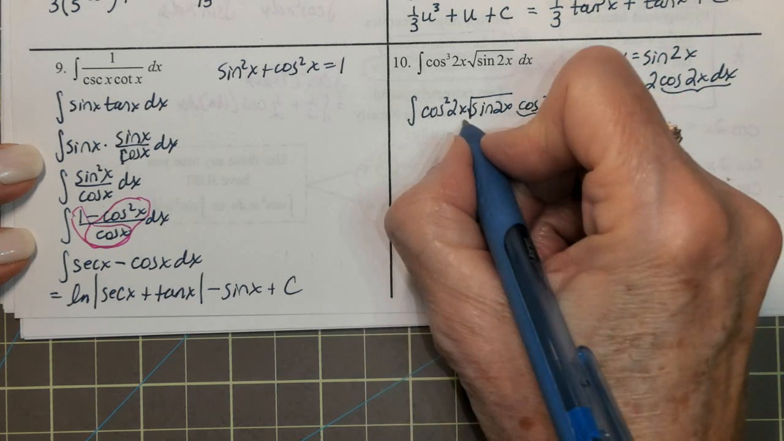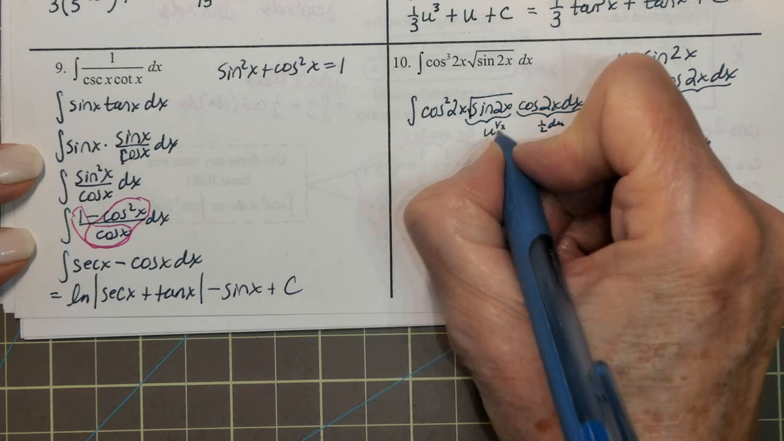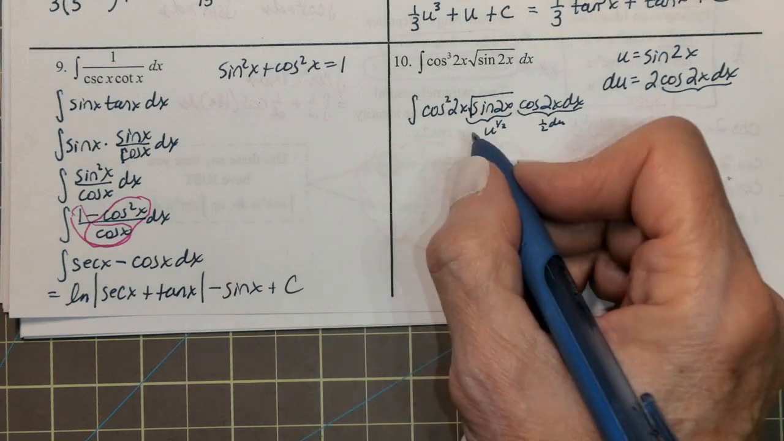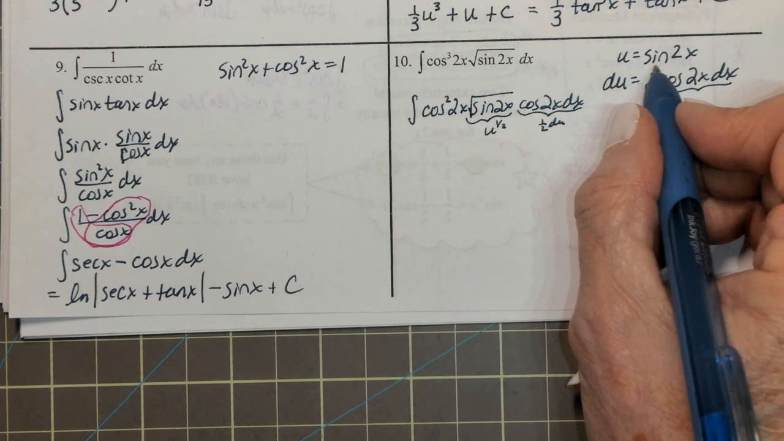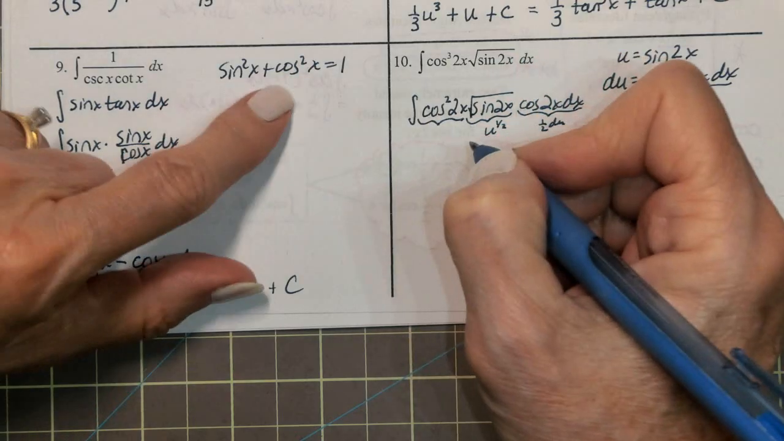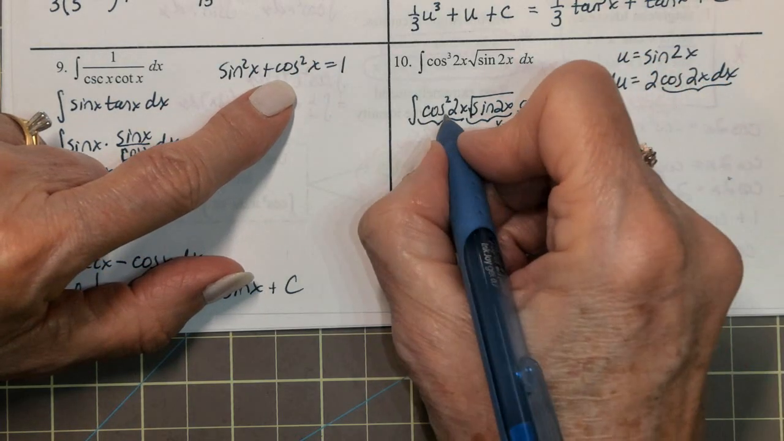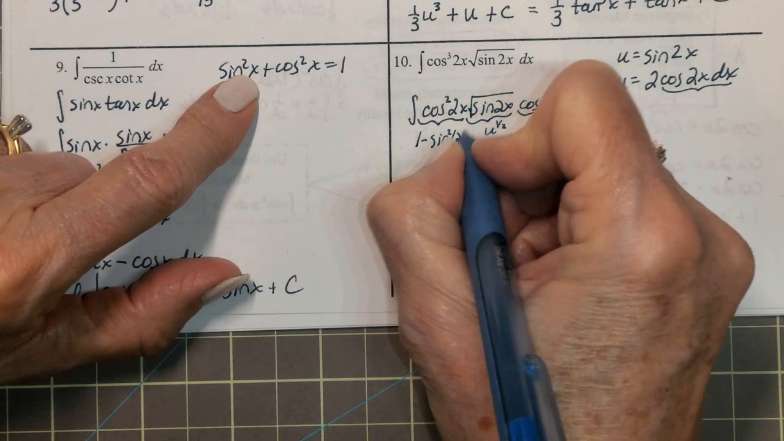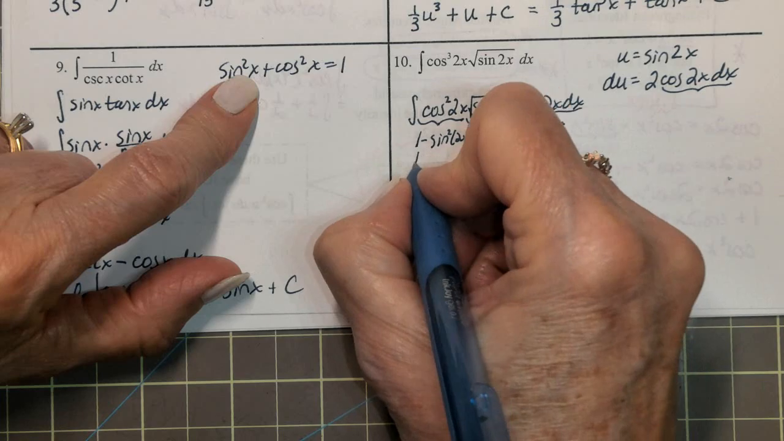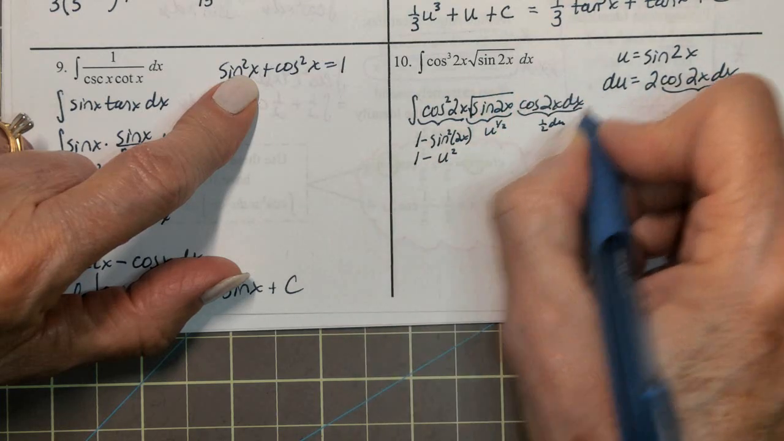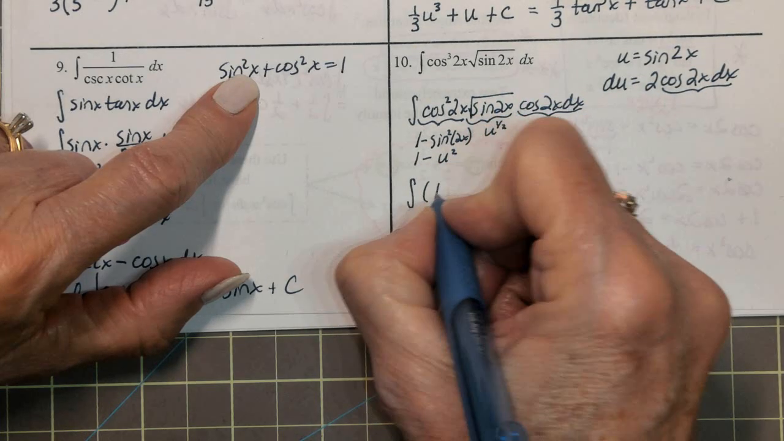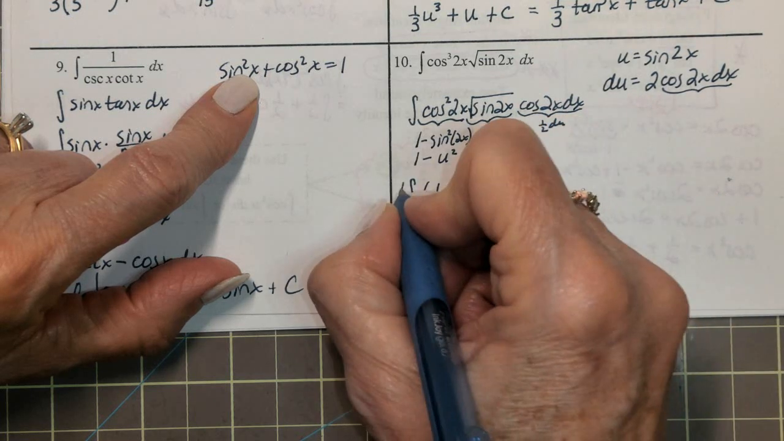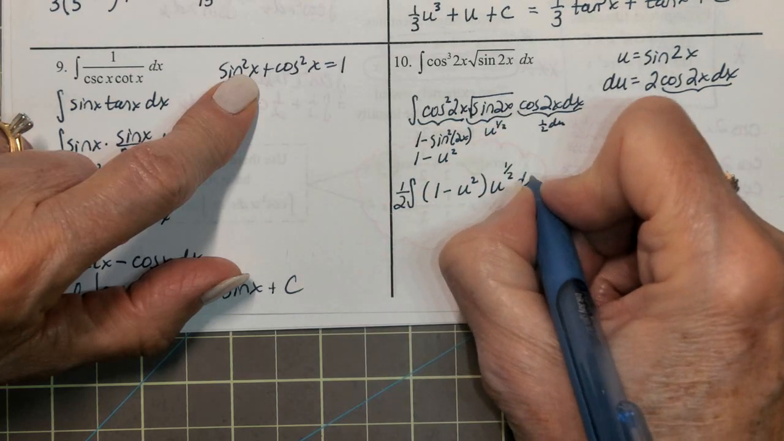Okay. I do have u to the 1/2 right here. And then I have the x's still. So I need to get rid of my cosine and make it a sine. And we can do that using that Pythagorean identity. I can replace cosine squared with 1 minus sine squared. Keep your 2x. And that will be 1 minus u squared. So my integral has become 1 minus u squared, u to the 1/2, times 1/2, I'm going to take out the 1/2, du.